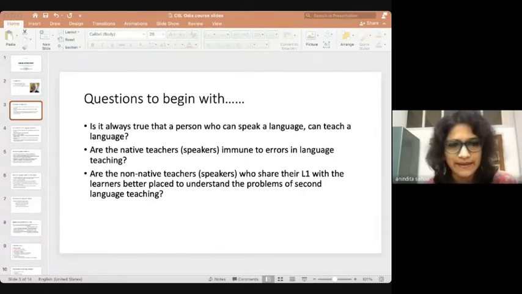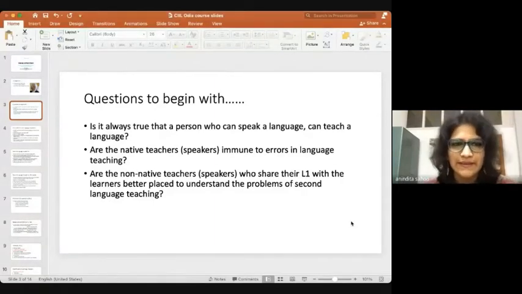May I request the participants to keep the mic on mute? Otherwise, it's a little distracting. Maybe the host can mute others.